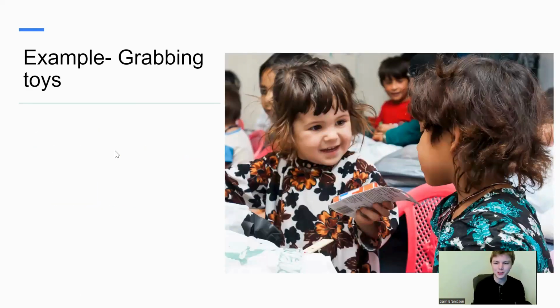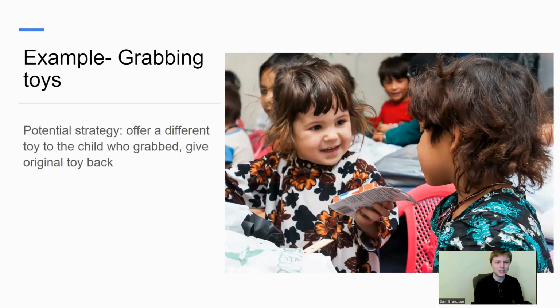Another example is grabbing toys. So what if two children want the same toy? Maybe one child has the toy and another child takes it. Pretty common scenario in childcare. One potential strategy is to offer a different toy to the child who took it. So if a child grabs their friend's toy car, you can offer the child a different toy and then take back the toy car and give it back to the initial child who had it.